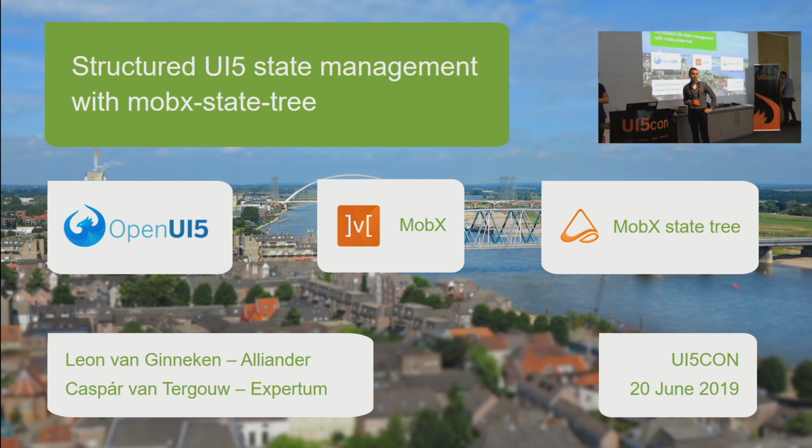Ginneken, and this is Caspár from Tergouw. We both work for a Dutch energy network company called Alliander. Alliander is a company with about 7,000 employees, and we maintain the electricity and gas network in the Netherlands. Simple explanation.